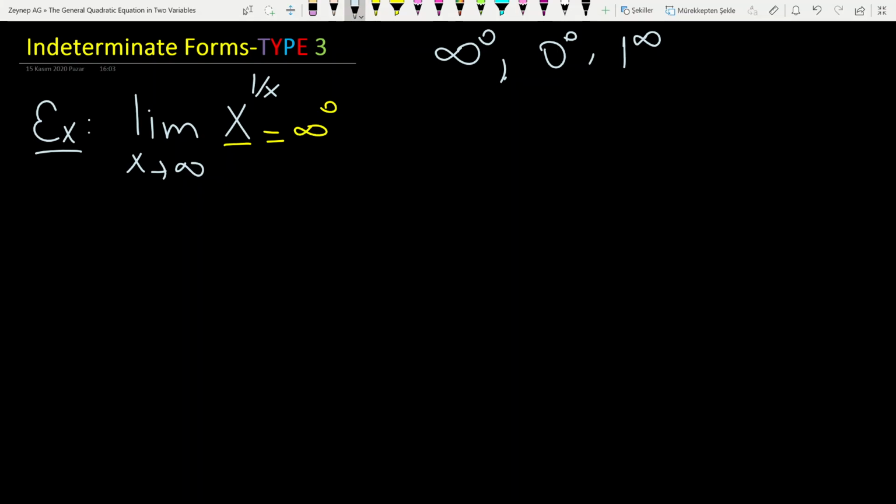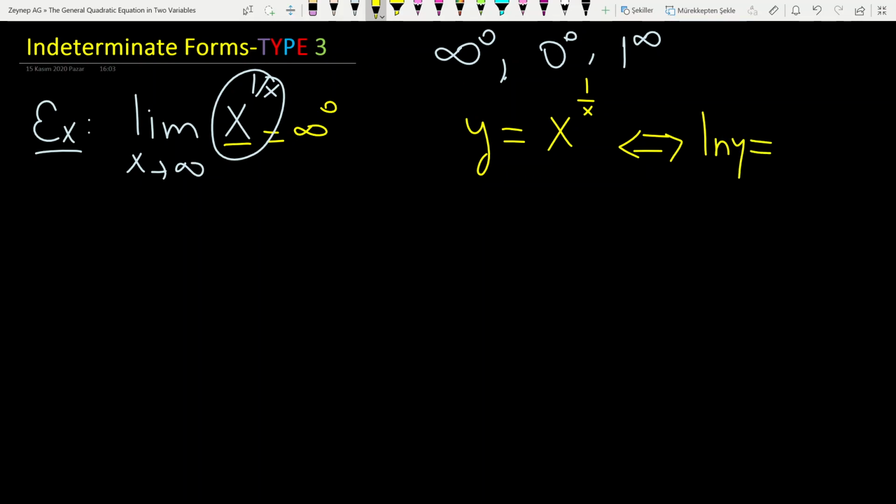Of course, it's not possible to directly apply L'Hopital's rule, so we have another way to solve this kind of question. The way is that you first give a name to the given function, let's say y. Since it's a function, let's say y is equal to x to the power 1 over x, okay? And take the ln of both sides. Ln of the left hand side is ln y, which is equal to, using the properties of ln, 1 over x times ln x, right?